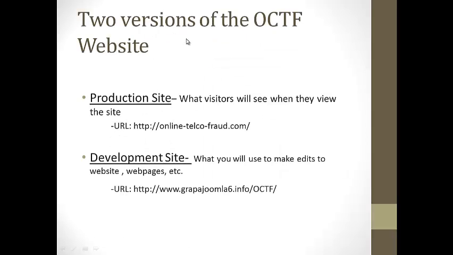Now there's two versions of the Octave website. There's the production site version, which is what the visitors will see when they view the site. This is the URL for that. And the development site, which is what we use to make edits to the website and web pages. And here's the URL for that one. And as you can see, the URL is a lot different than this one because Joomla 6 is the site that we use to make those edits before we move the changes in the migration to the production site.